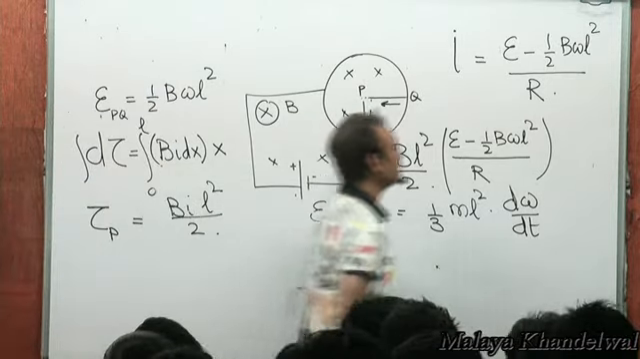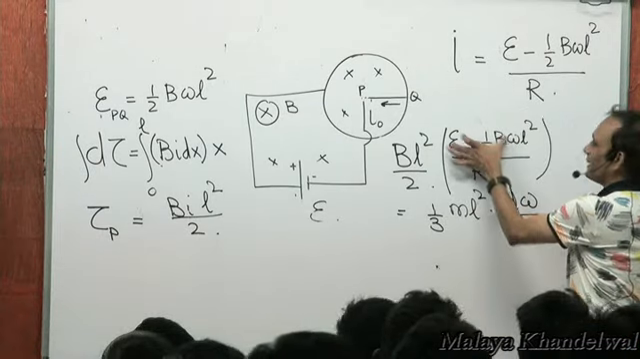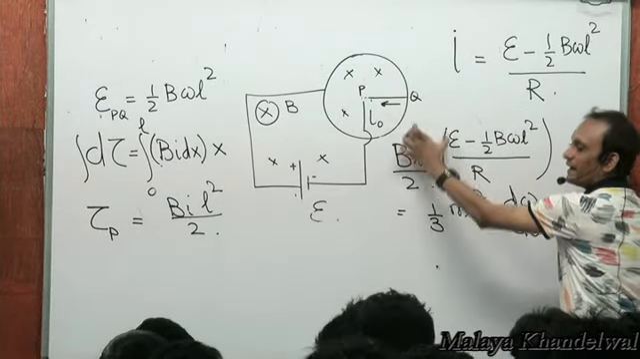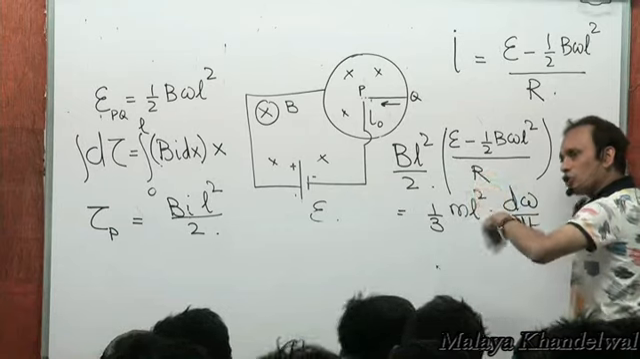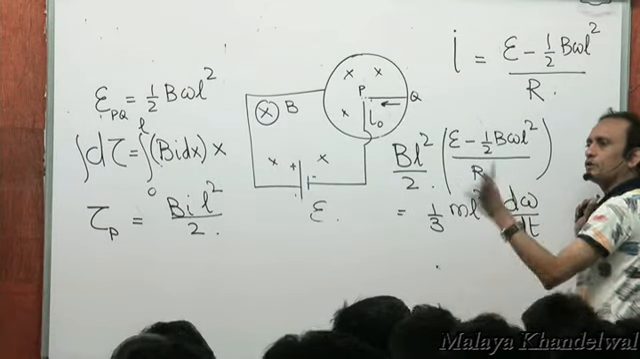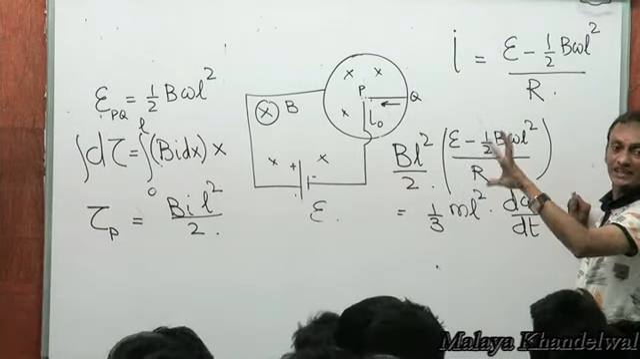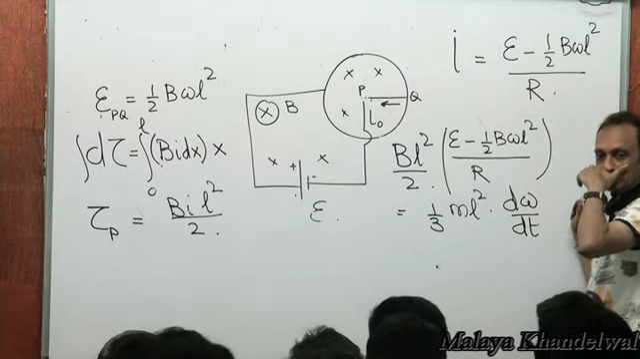And now you can easily integrate. You can write d omega by this is dt, and so on. Integrate, logarithmic, exponential is what you'll get. You'll get omega varying exponentially with time, right?